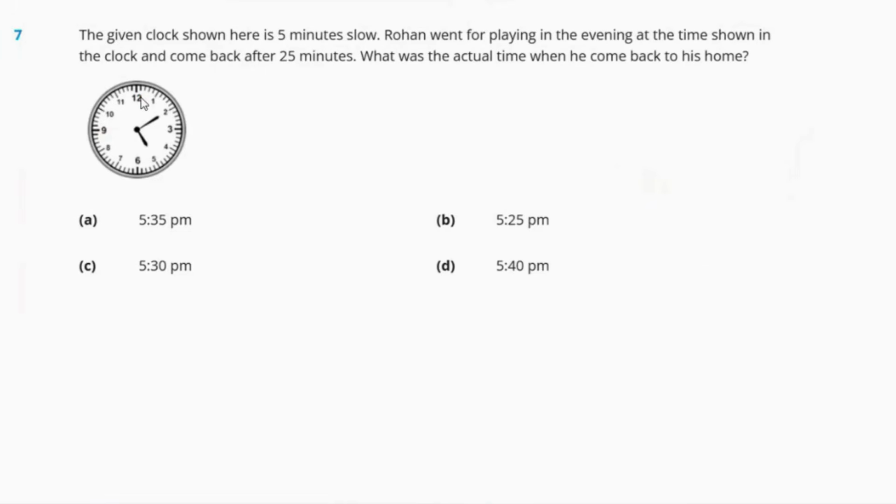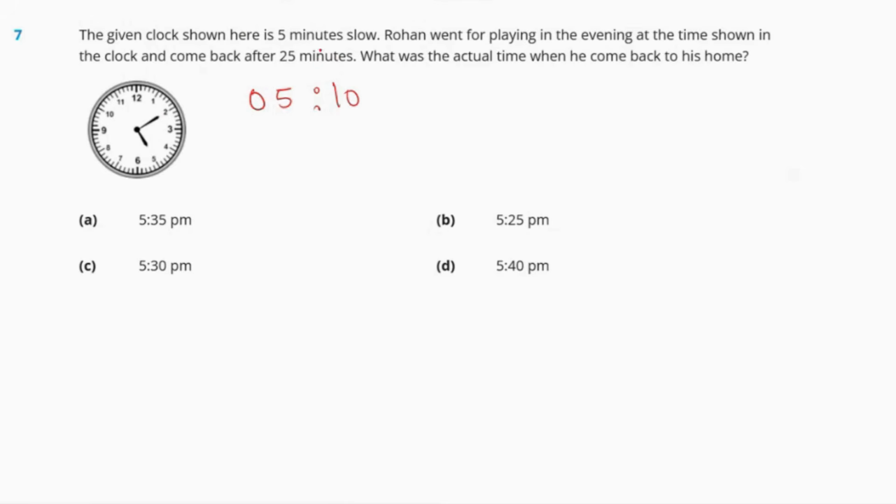Question 7. The given clock shown here is 5 minutes slow. Rohan went for playing in the evening at the time shown in the clock and came back after 25 minutes. What was the actual time when he came back to his home? So before solving the question, let us note down the time that is being shown in the clock. So if we see the hour hand, it is at 5. So it will be 5. Next, if we see the minute hand, it is on 2. So it will be 10 minutes, right?